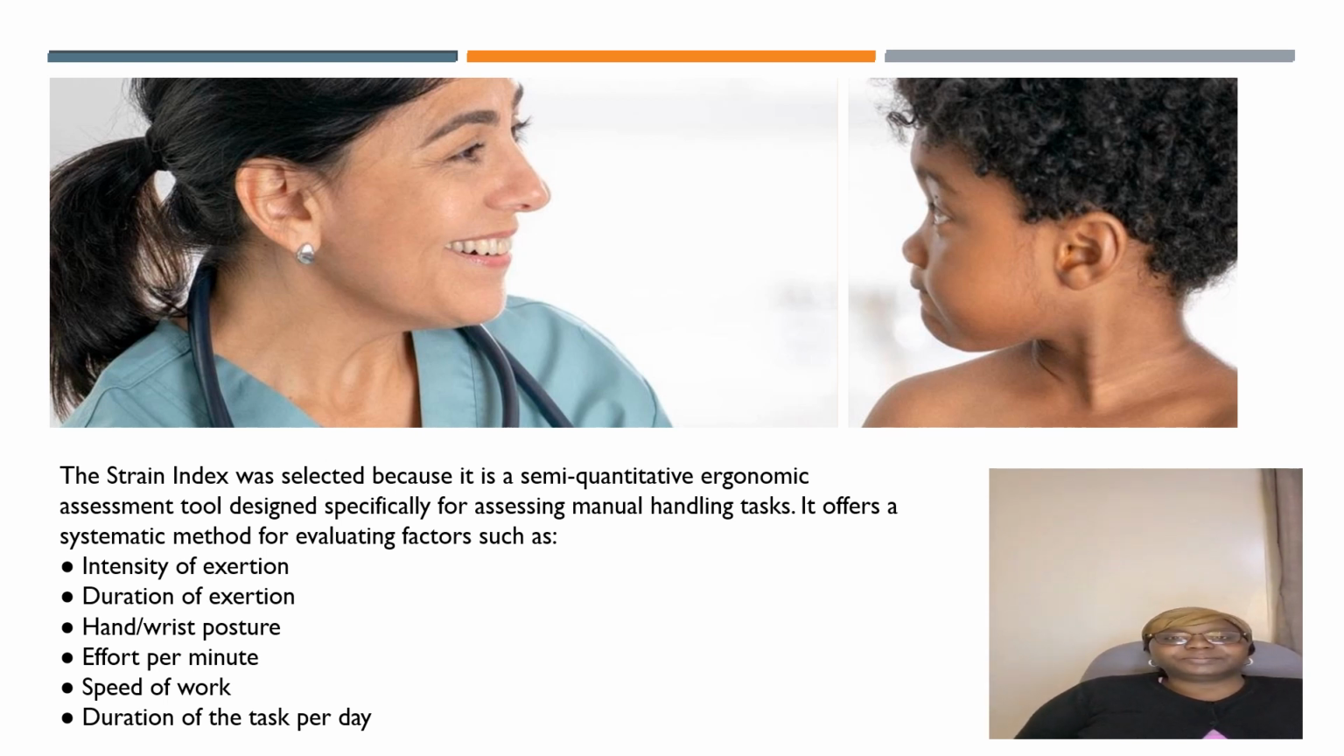Hello, my name is Evelyn. I'm presenting part of the assignment. In this assignment, we chose the strain index because it is a systematic quantitative ergonomic assessment tool, specially designed for assessing manual handling tasks. It offers a systematic method of evaluating intensity of exertion, duration of exertion, hand/wrist posture, efforts per minute, speed of work, and duration of the task per day.